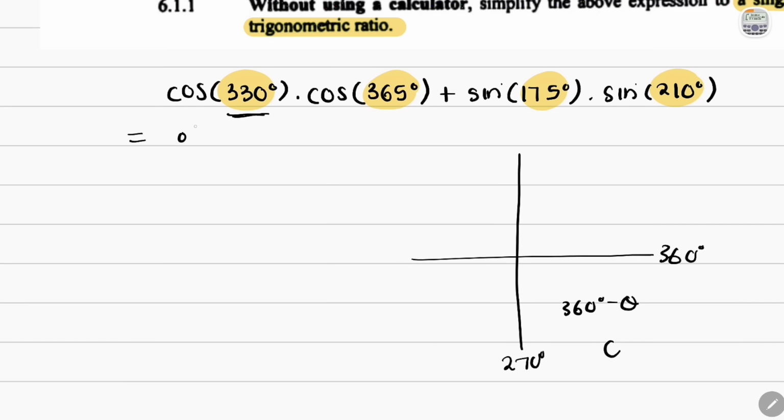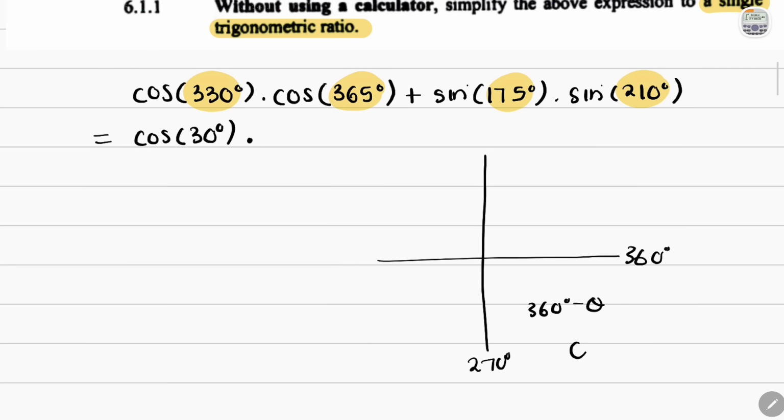So that would be 360 degrees minus 30 degrees. I'm not going to leave these here, I'm just showing you so that it makes sense. Say 360 degrees minus theta, you say 360 degrees minus 30 degrees, then reduce it using this. Okay, so this would reduce to positive cos of whatever your angle was, which is 30 degrees. So this becomes positive cos 30 degrees, a special angle.